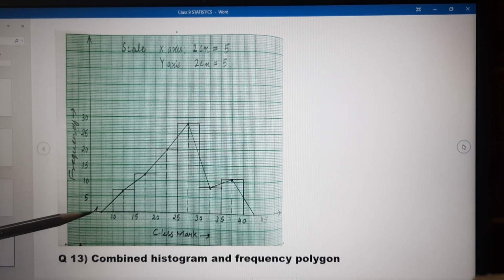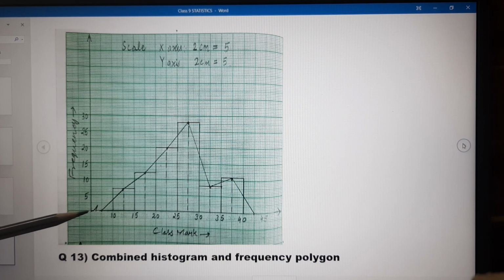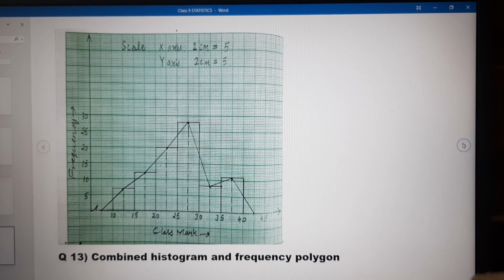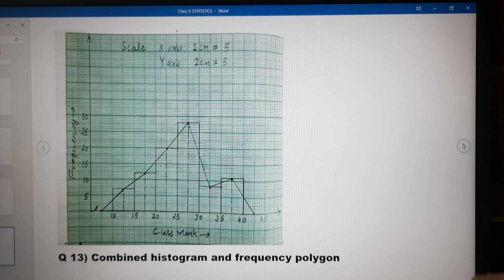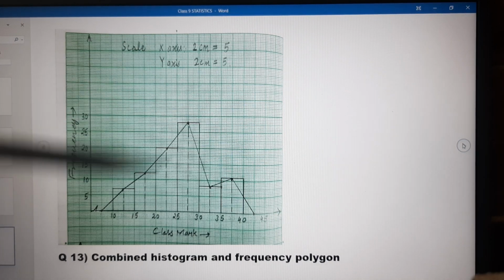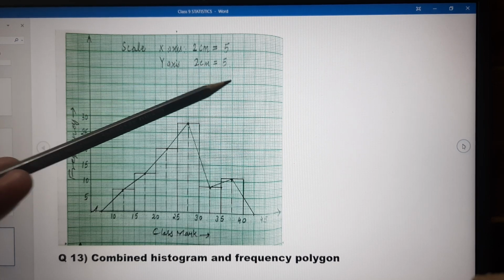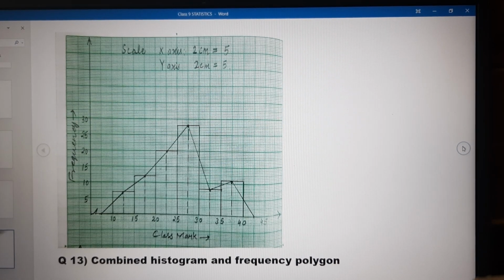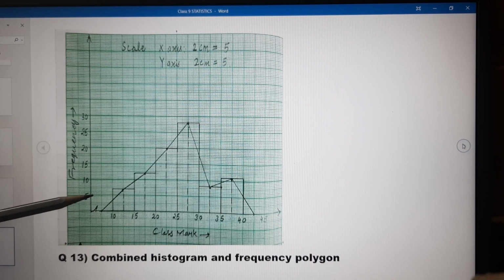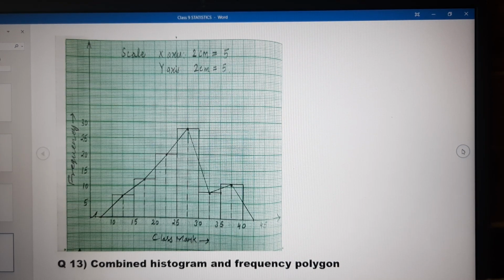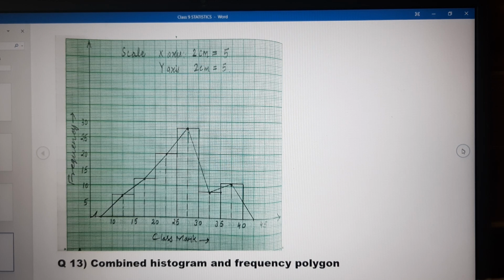See, we can see that 10 small blocks here. We can see that on the y-axis, the scale is 1 centimeter is equal to 5. It is not 2 centimeter, okay? It is written wrong here. It has to be 1 centimeter is equal to 5. Clear? Please do the correction. So, 10 small blocks is equal to 5. It means 2 small blocks, the value of 2 small blocks will be 1.